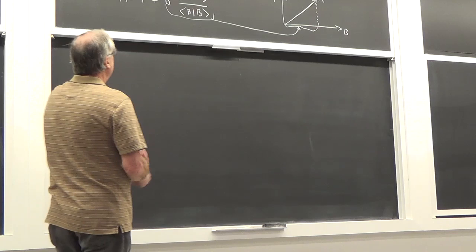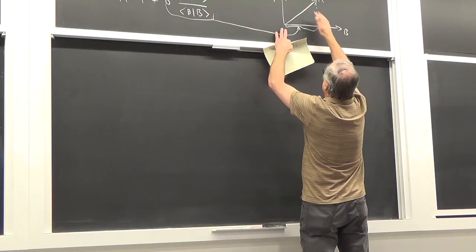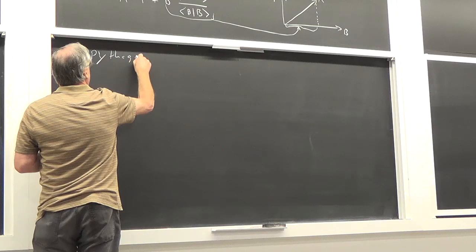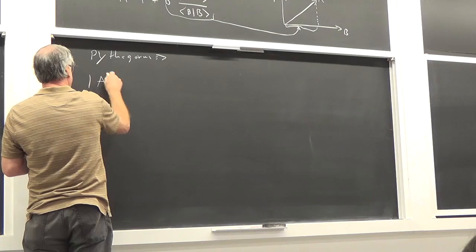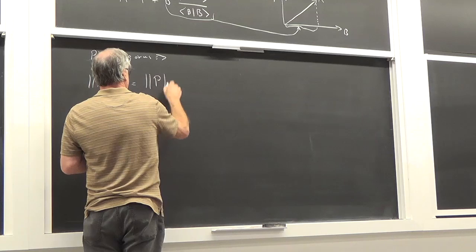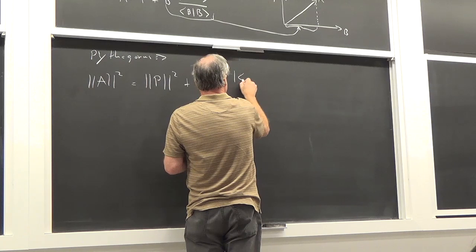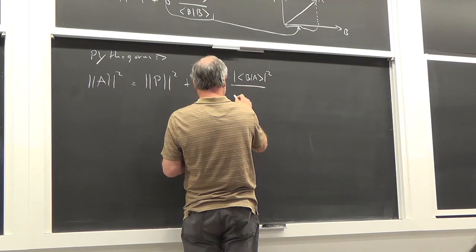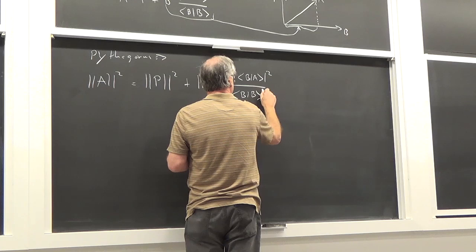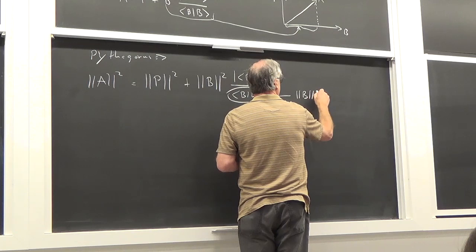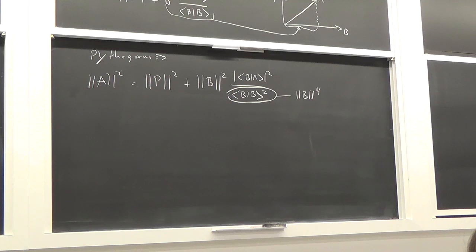Okay, so I have A is made of this plus this, that makes a triangle. I have the Pythagorean theorem, and it says that the norm of A squared is equal to the norm of P squared plus the norm of B squared times the scalar product of B with A, that squared, divided by the norm of B squared. But this is just the norm of B to the fourth power. I get a product of B with itself squared, it's the norm to the fourth.